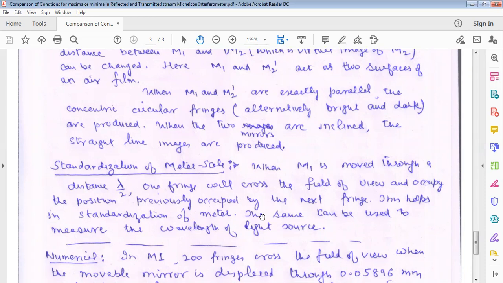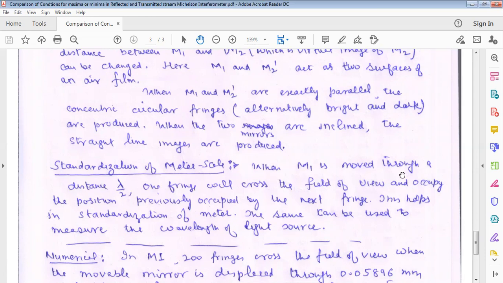How do we know that between this point and this point the distance is 1 meter? How can we standardize a meter? We can do it with the help of an interferometer. That is called standardization of the meter scale.